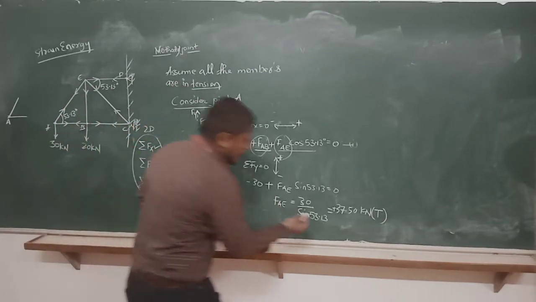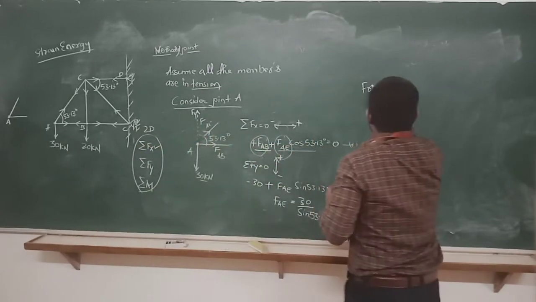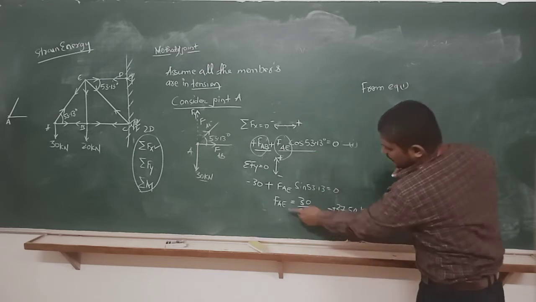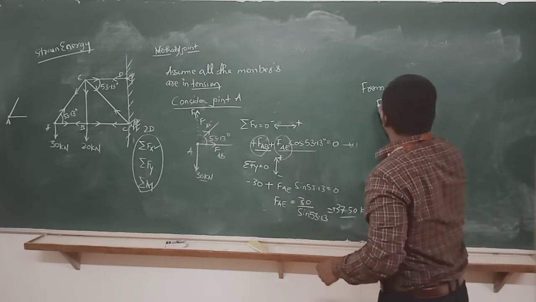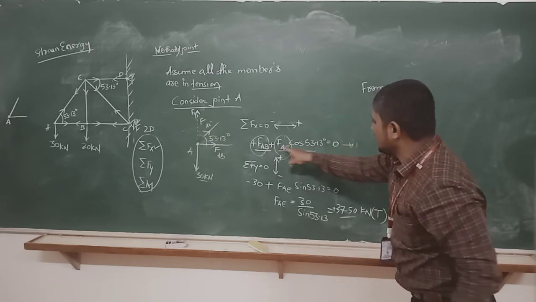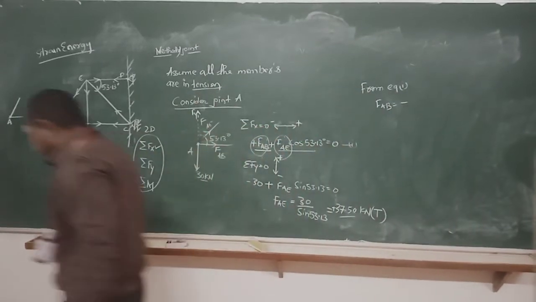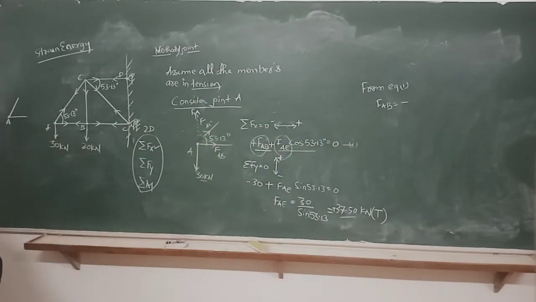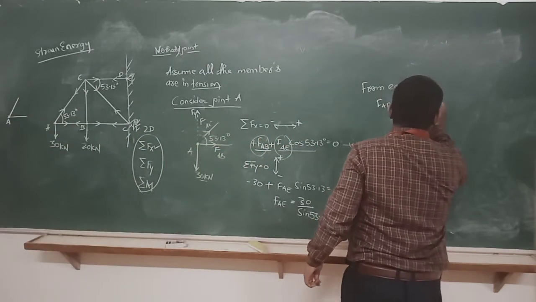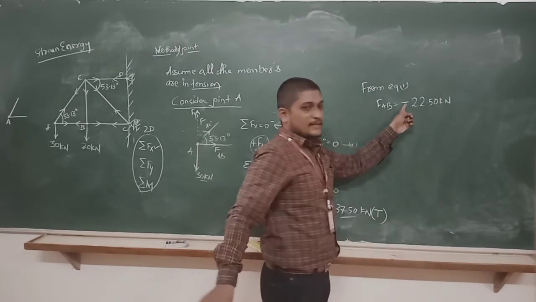Okay. Now take this value from equation 1. From this equation, you put this FAE value in this, so as to get the FAB value. If you take it to this side, it will become minus. So you will get a minus answer here. FAB value will be minus 22.50 kilonewton.